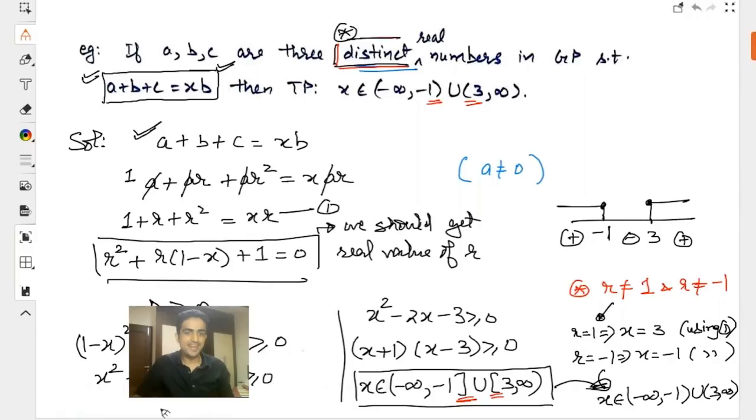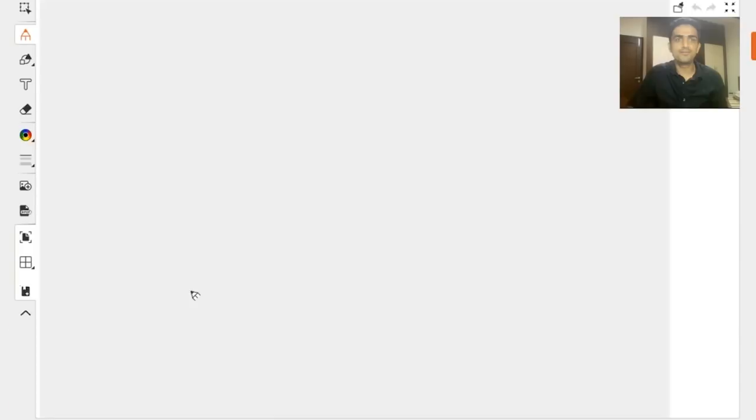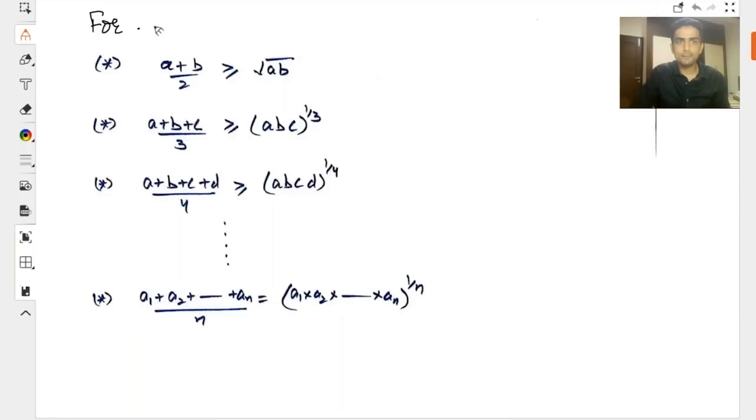Now guys, let's move toward AM and GM. The statement is very basic. Let me give you a few cases of that first of all. For positive numbers, first of all, this relation always holds only for positive numbers. We find GM only for positive numbers. We do not find GM for negative numbers. So whenever we use this relation, we use it for positive numbers.